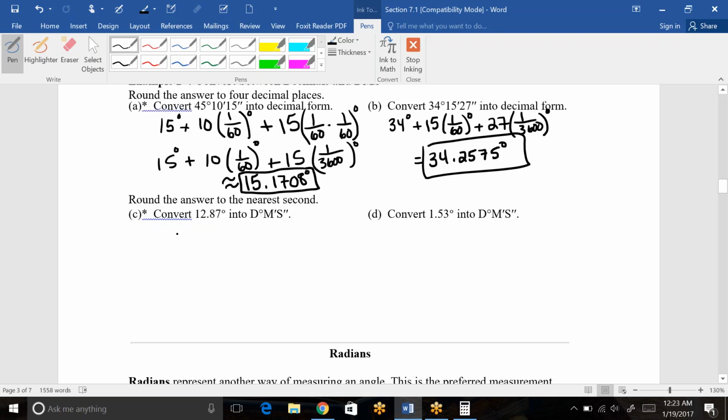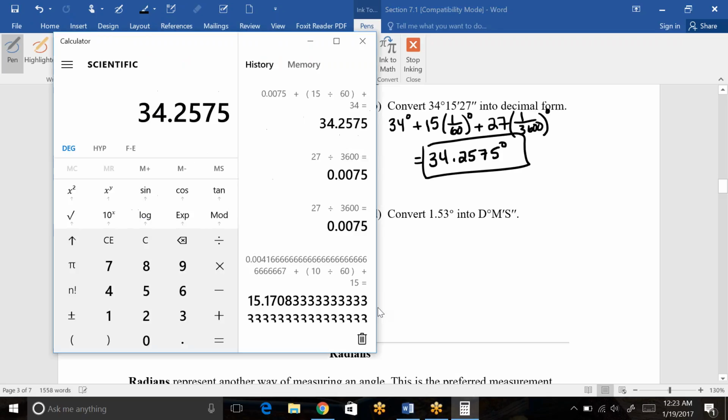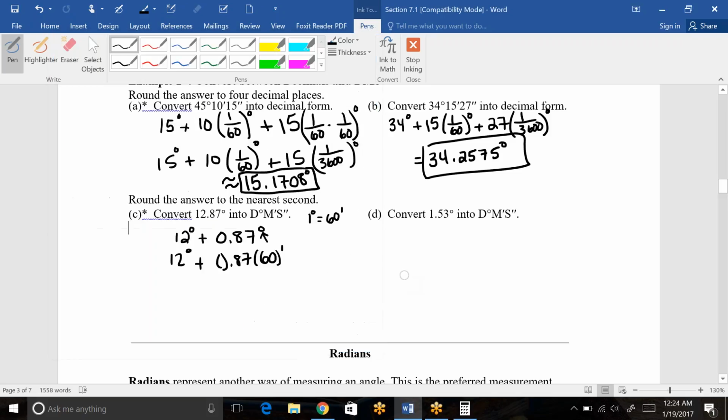So the way that this works is that we take 12 and we split it away from its decimal part. And then we remember that this degree symbol is a fact that we already know. We know that 1 degree is 60 minutes. So if we take that degree symbol, we can change it to a 60 with a minute symbol. So essentially we're multiplying by 60. So 0.87 times 60. So we're doing the opposite of what we were doing a minute ago. That's 52.2.